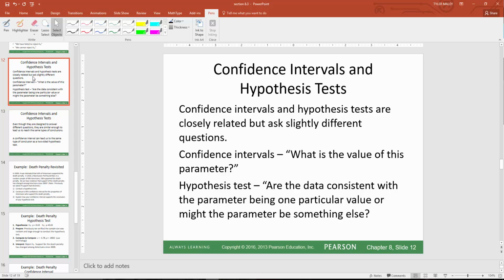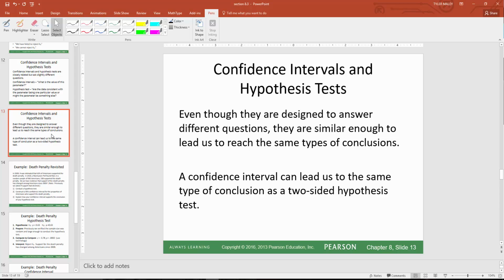All right, so the next slide, we have confidence intervals and hypothesis testing. These two things are asking slightly different questions, but they're very related. A confidence interval asks, what is the value of this parameter? If you want to be like 95% certain, what can the value of that parameter be within? Whereas a hypothesis test is asking, are the data consistent with the parameter being one particular value, or might the parameter be something else? So those are two questions that we're asking, but they're very related.